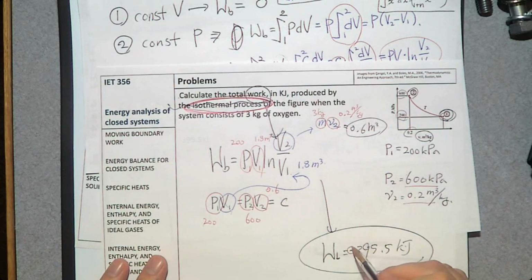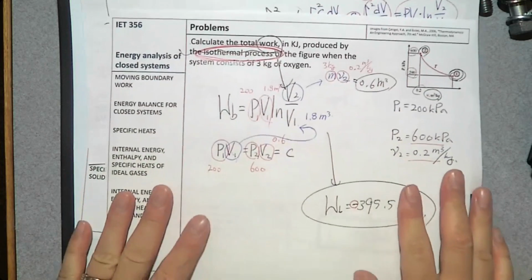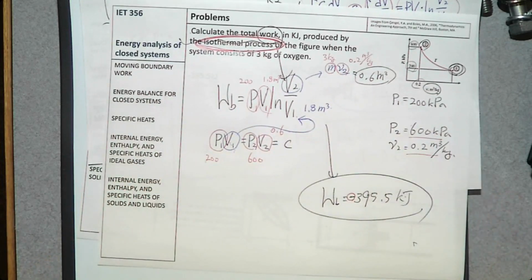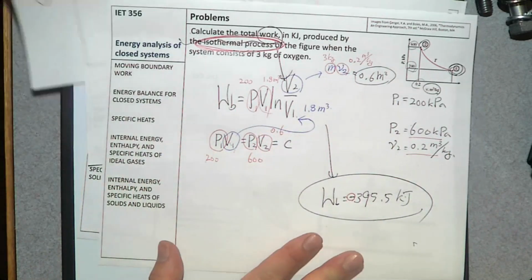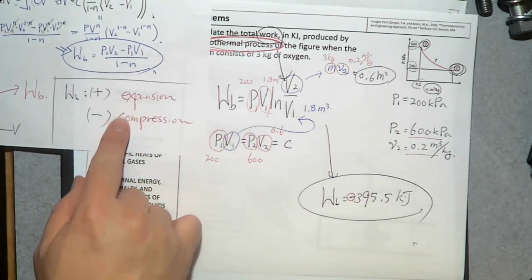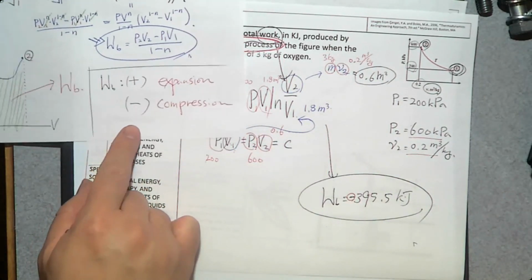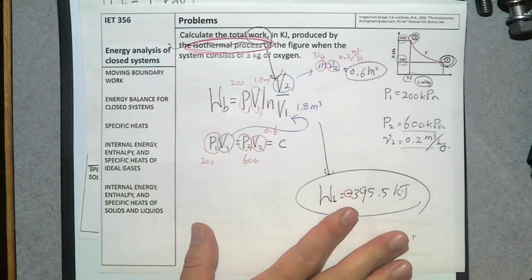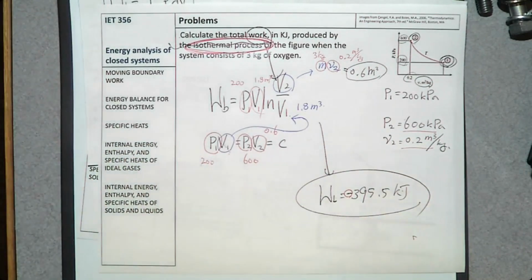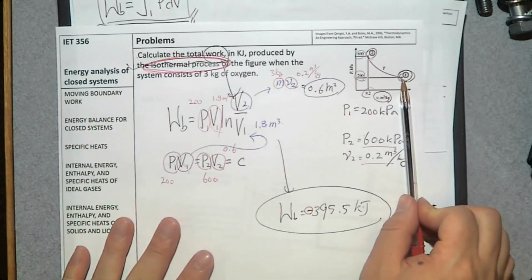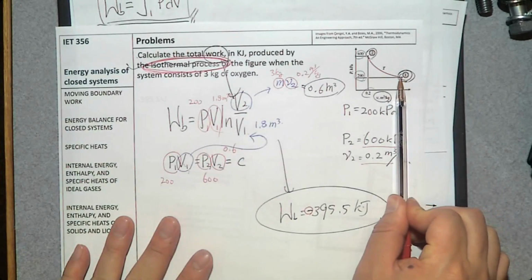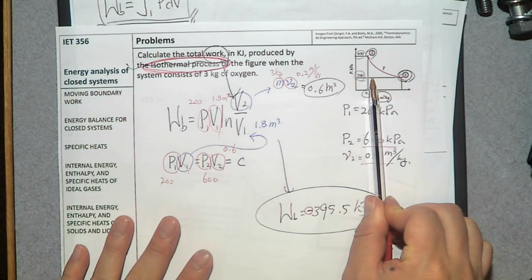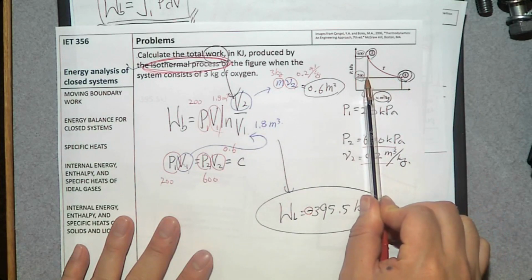Why is there a negative sign? Because it is a compression process. And let's check whether it is a compression process or not. Initial volume is this much, and final volume is down to this much. So there was a compression.